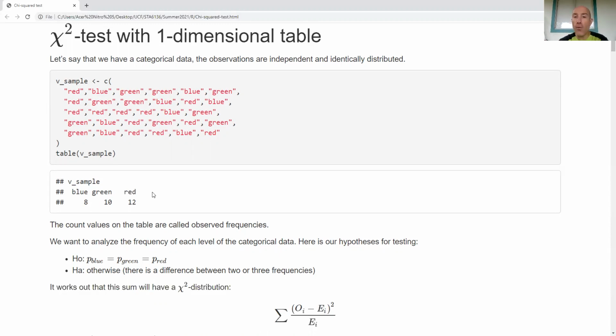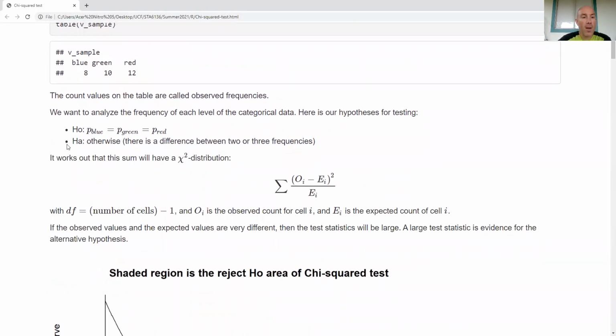So first and foremost, I need to state, what is my hypothesis? I want to evaluate the possibility that the frequency of blue, the frequency of green, and the frequency of red are all equal to each other. My alternative hypothesis is any other situation than all equal. Remember that when we do hypothesis testing, equal signs always go into the null hypothesis, and here I'm going with all of them equal.